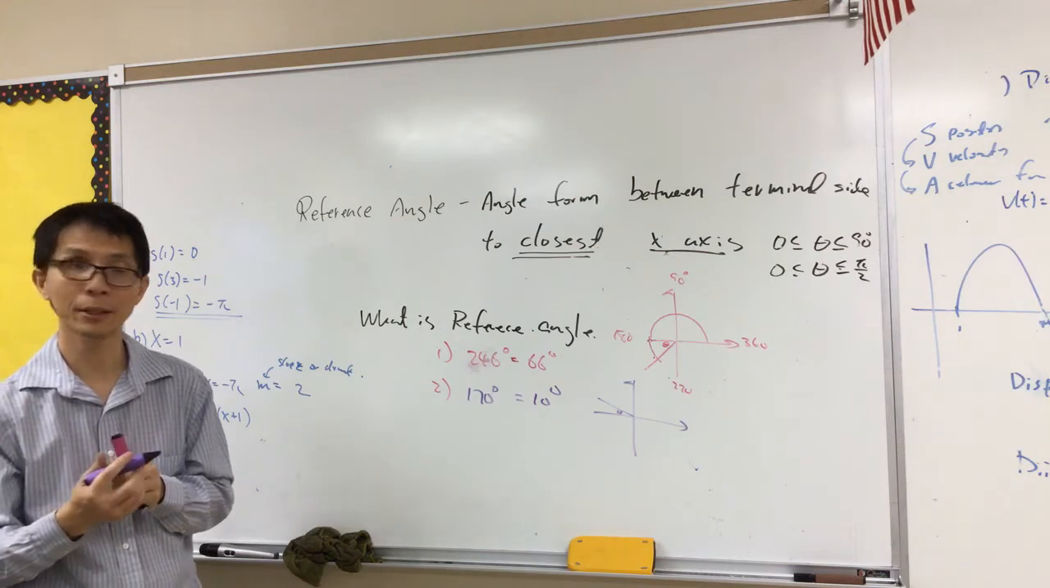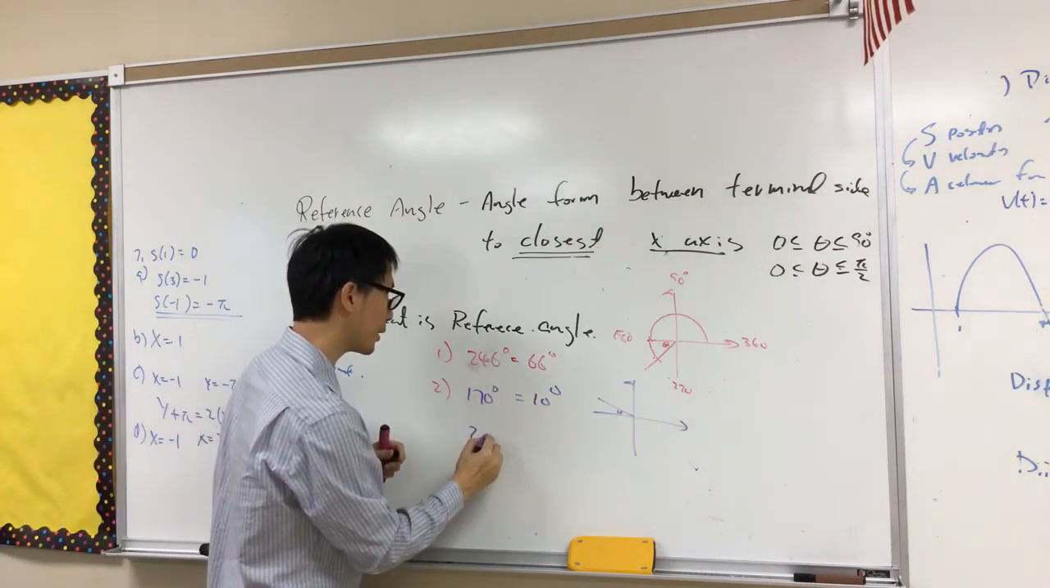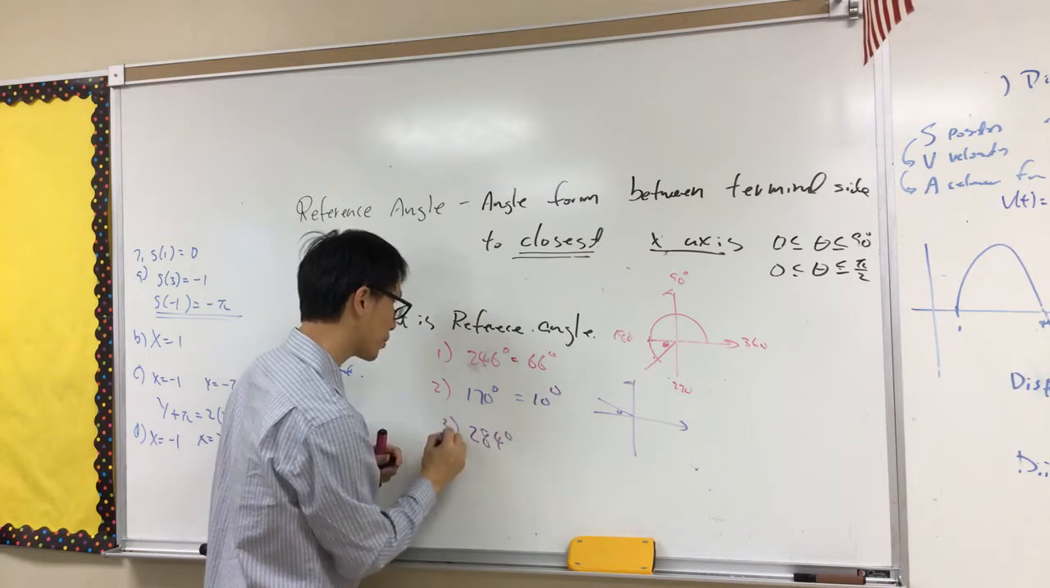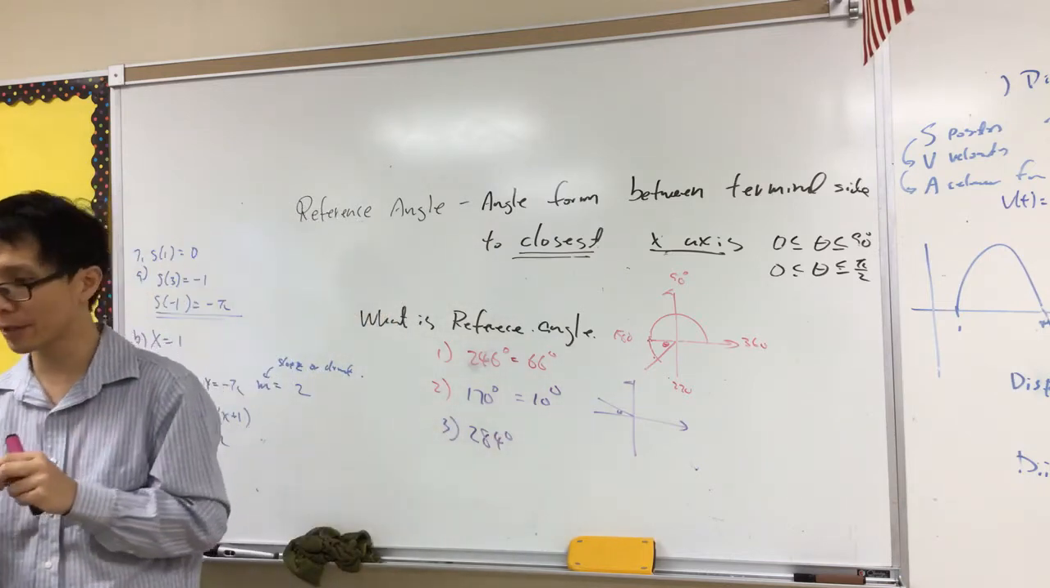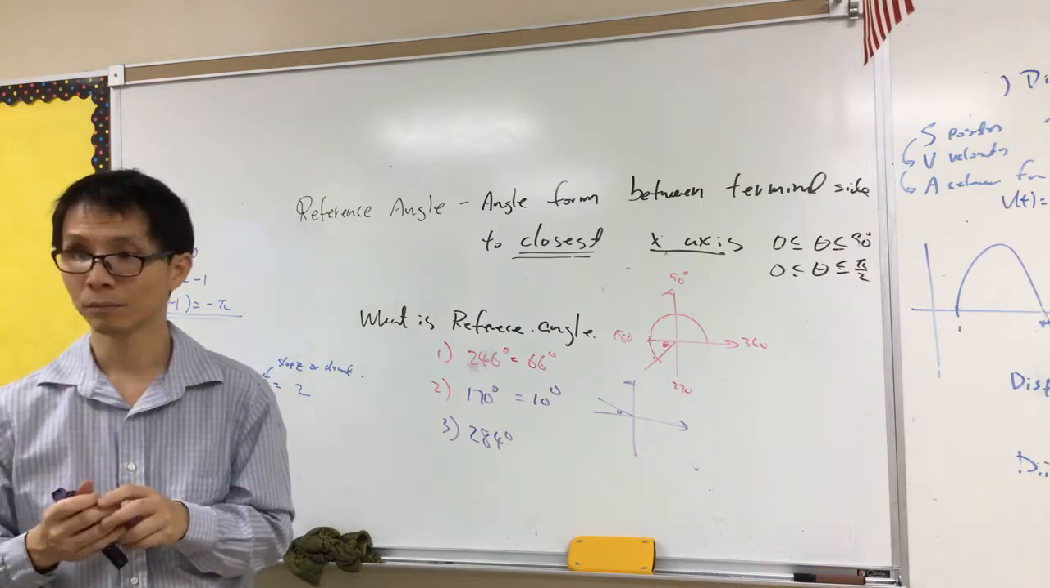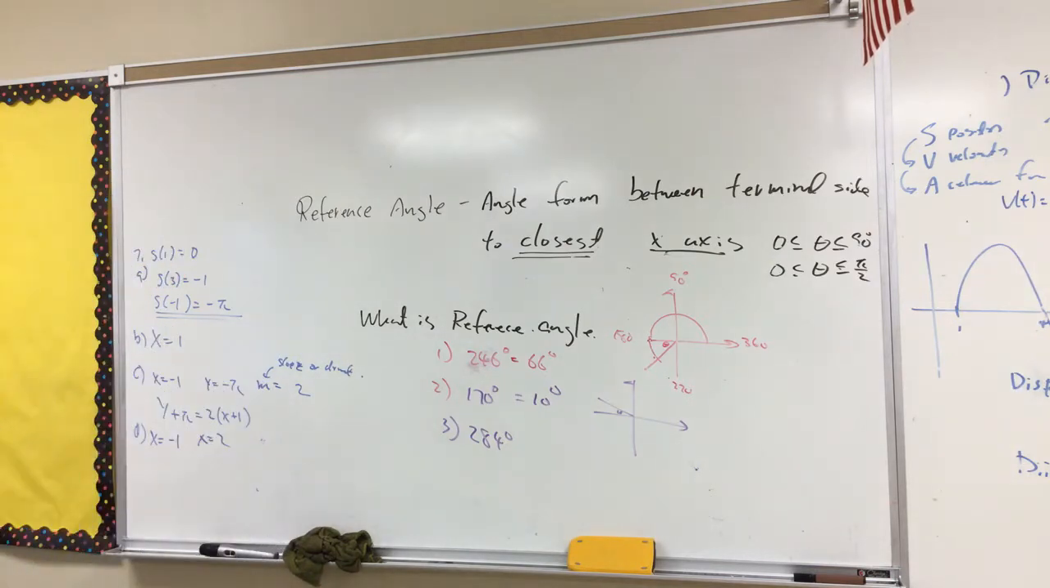Let me give you another one. 284 degrees. What do you think the reference angle is? 104? Actually, it has to be between 0 and 90 degrees, right? Don't just shout it, think about it. Use your brain to think about it first before you shout the answer. 284. Draw the angle first. Yes, 76. 76 degrees. Is that right? Really? Yeah, 76.